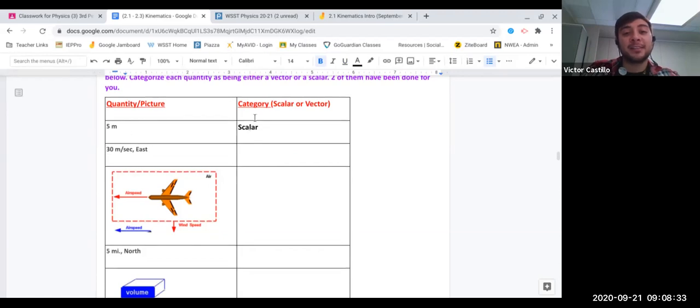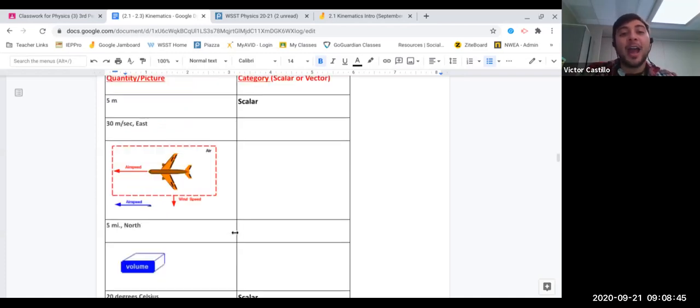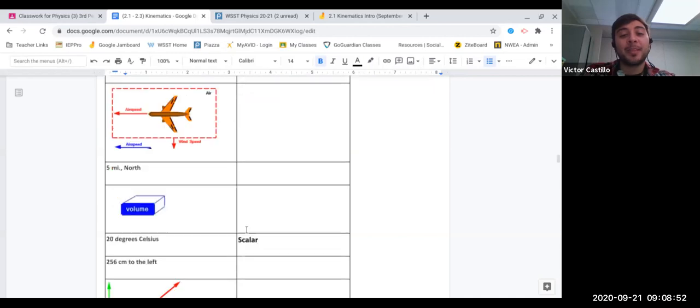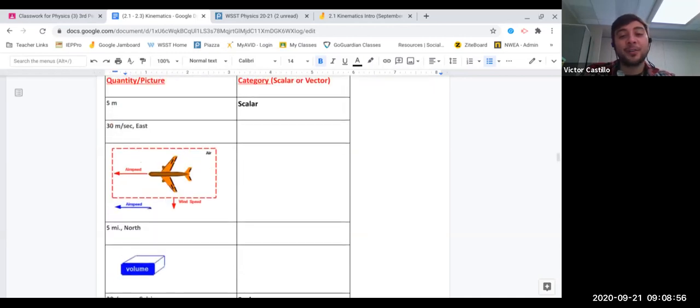5 meters is a scalar because it has no direction. And 20 degrees Celsius is also a scalar because it has no direction of a specific area. Are you going 20 degrees Celsius up? Are you going 20 degrees Celsius lower? It has no directions. So I'm going to give you guys 3 minutes for my ones on the Zoom session, 3 minutes to fill out this table, and then we'll go over it together. Okay. We're going to do 3 minutes of that.